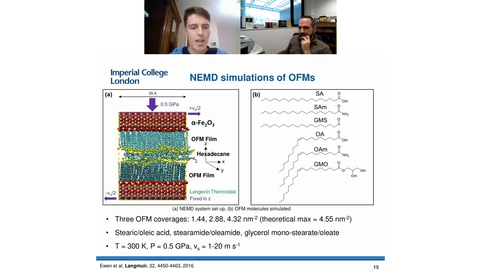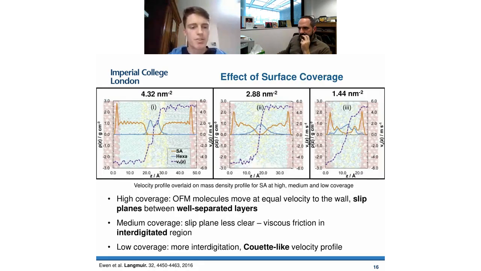What we found was that at high surface coverage, you form solid-like films, and you can see there the orange line is the mass density profile through the fluid film for the friction modifier. The blue is the same for the lubricant layer, and the purple line shows the velocity profile of those layers. You can see that the friction modifier layers move essentially at the same speed as the surfaces, and you get clear slip planes between the different layers at high coverage.